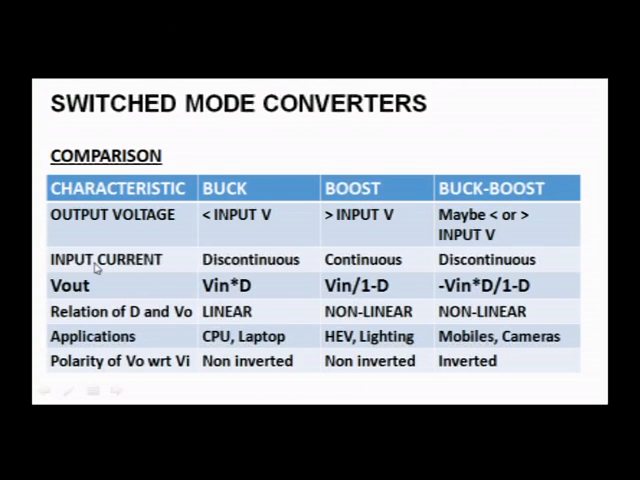Input current: I already showed you the waveforms in the slides and mentioned it. In the buck converter, the input current is discontinuous. Why?